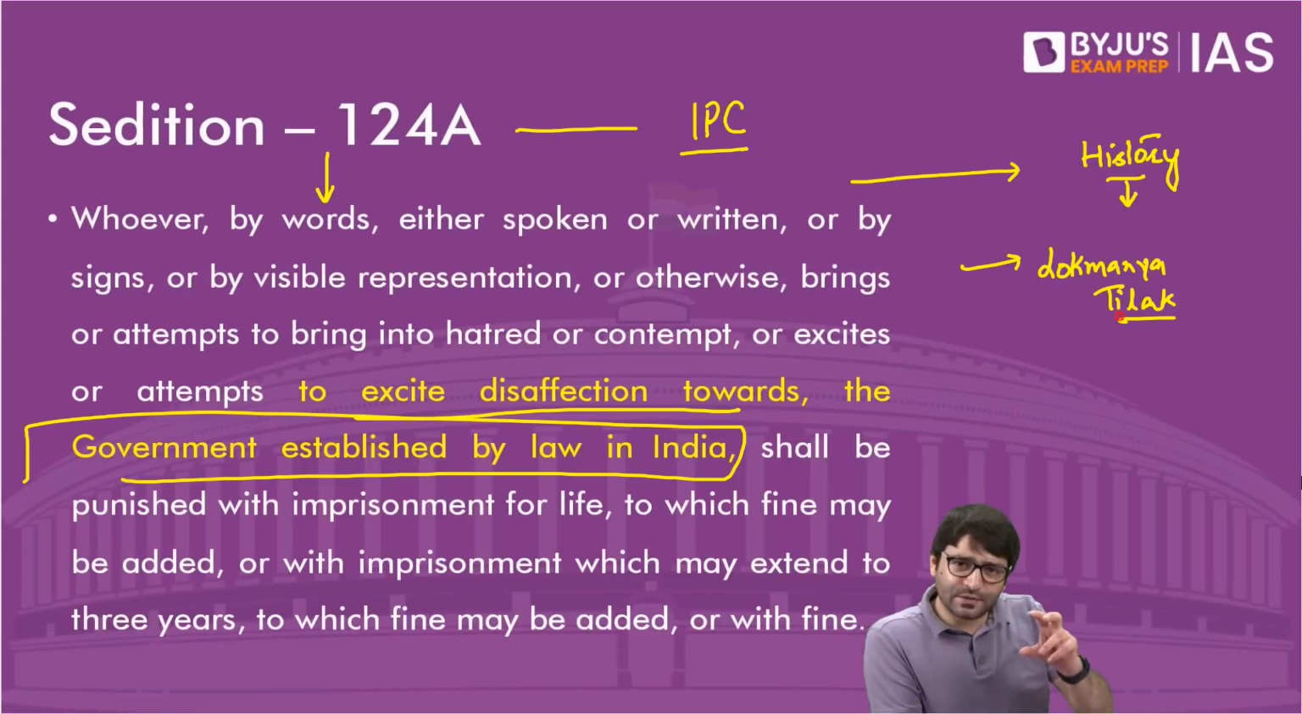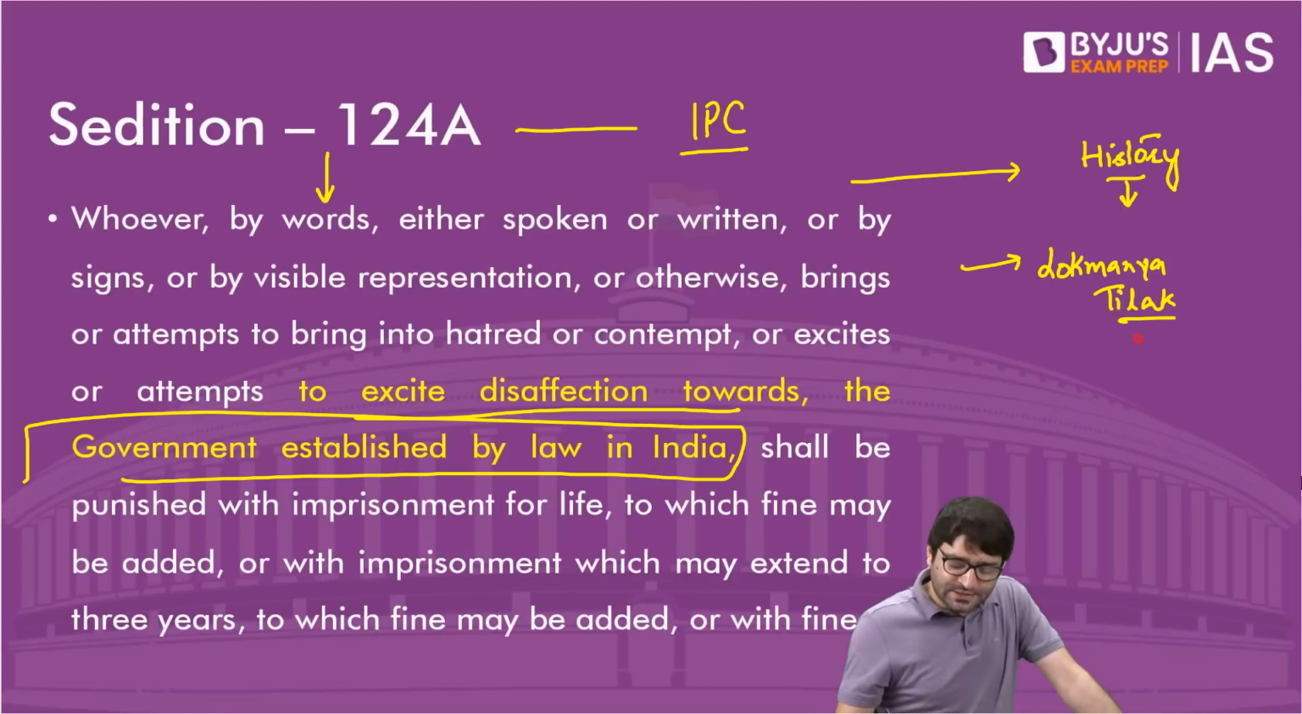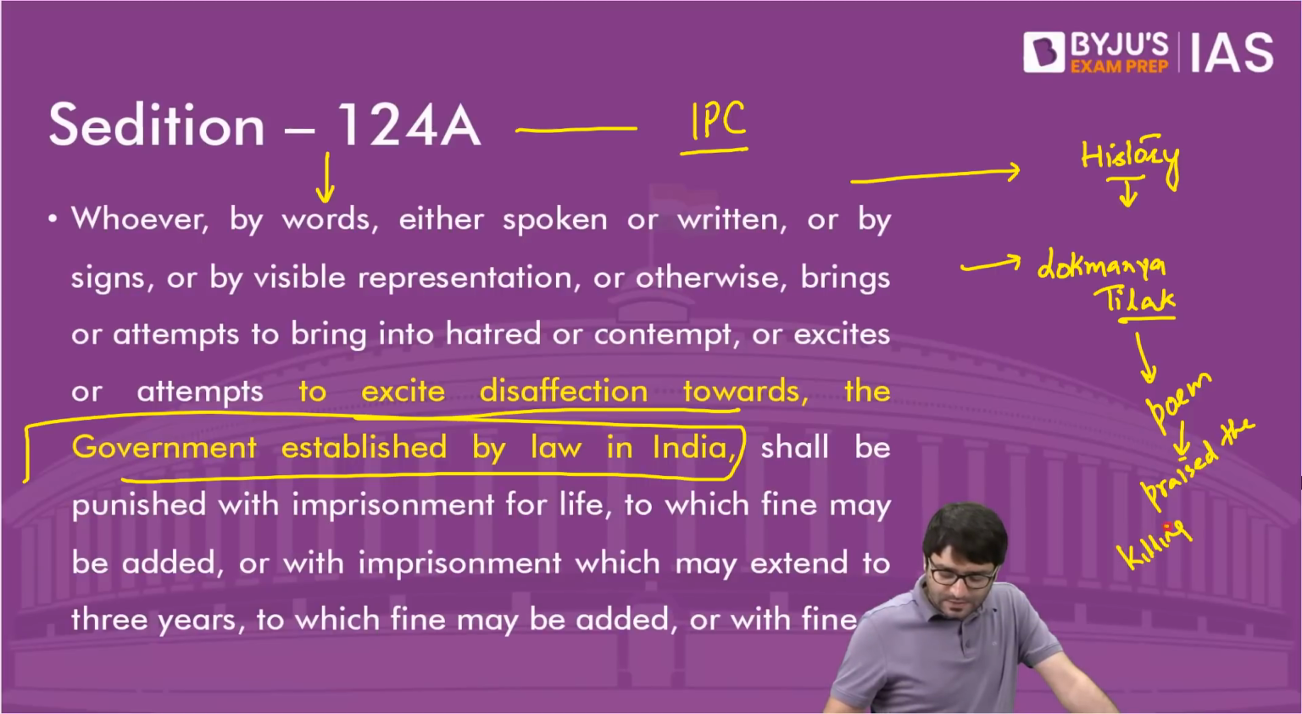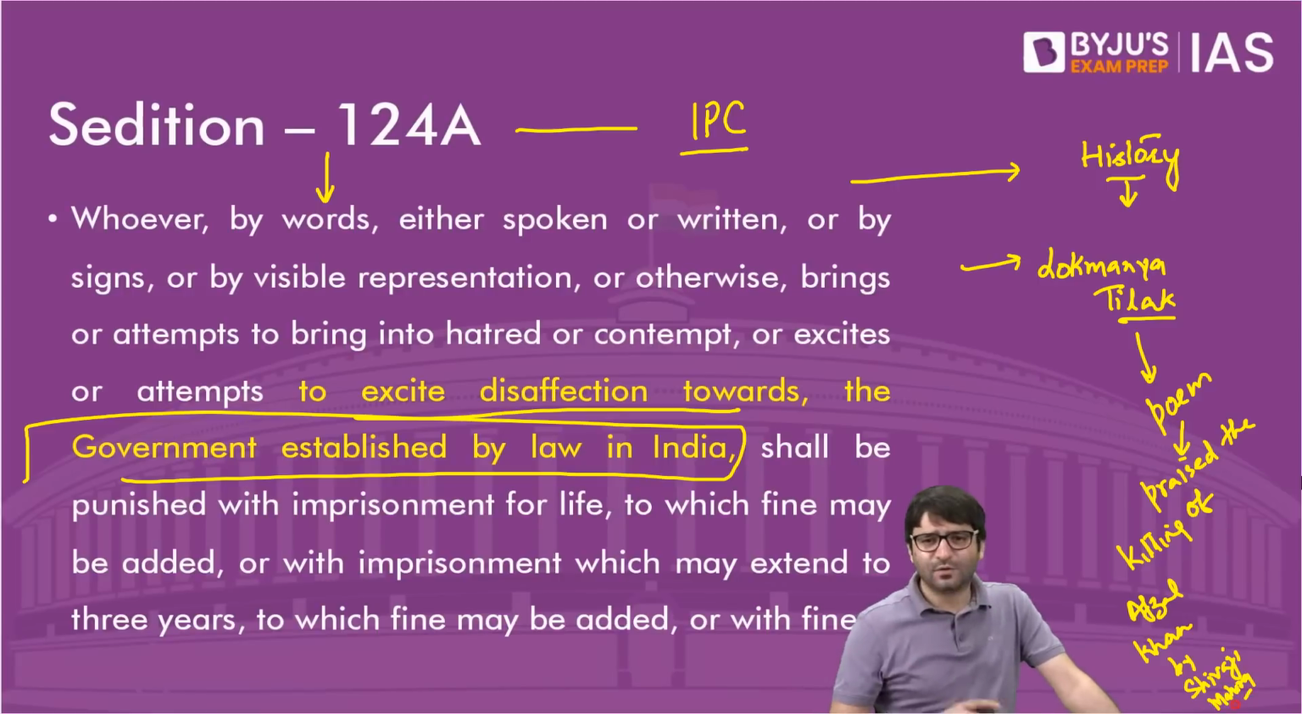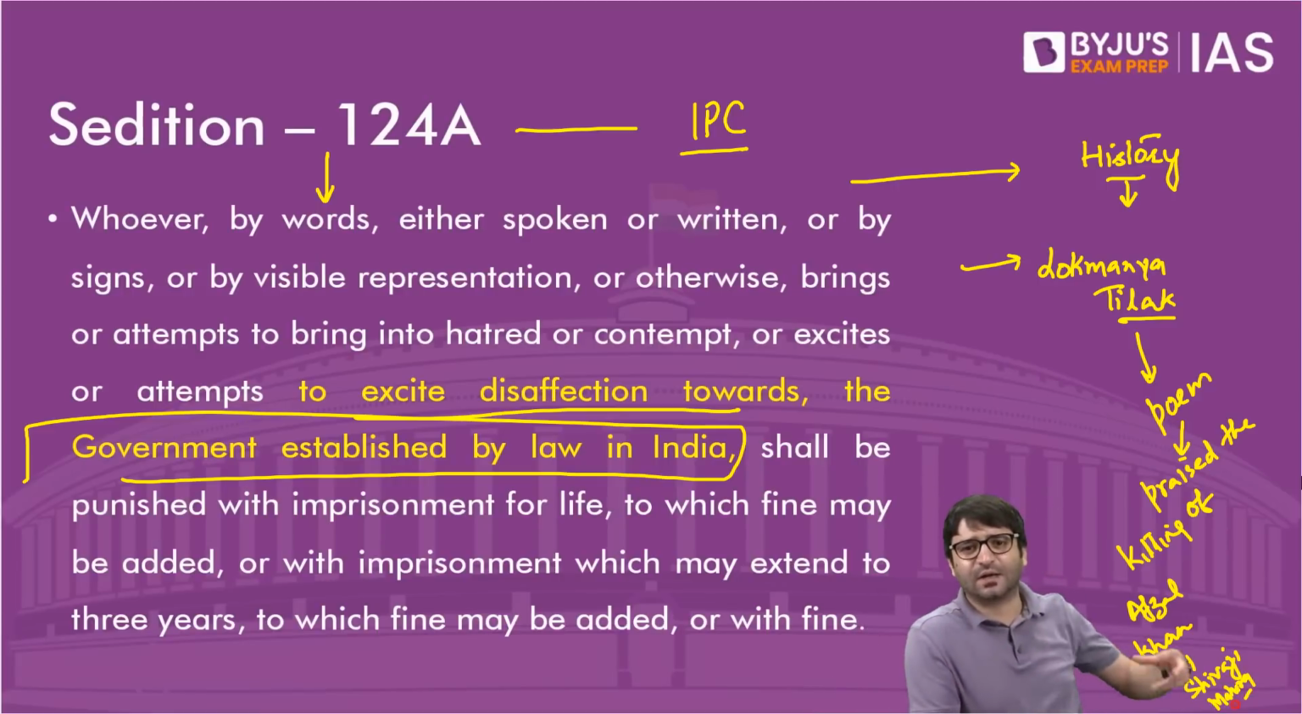And ultimately, Lokmanya Tilak had two important newspapers, Kesari and Maratha. Kesari was in Marathi, Maratha was in English. And what Lokmanya Tilak did, he published a poem which praised the killing of Afzal Khan by Shivaji Maharaj. You may have read about the killing of Afzal Khan by the sword of Shivaji Maharaj.